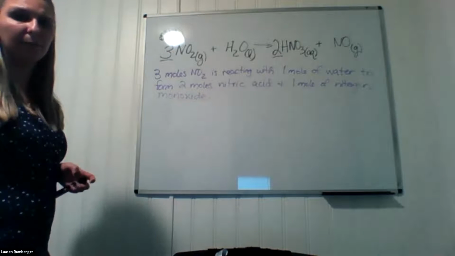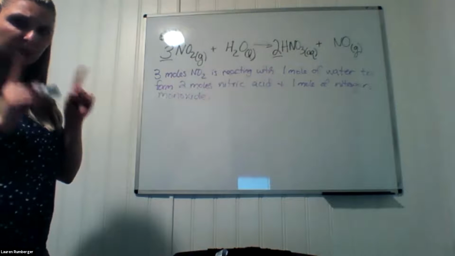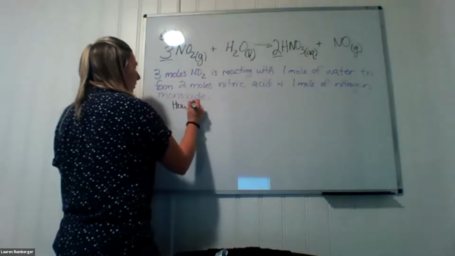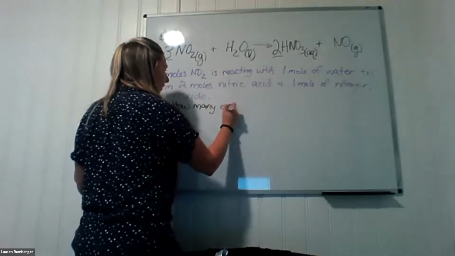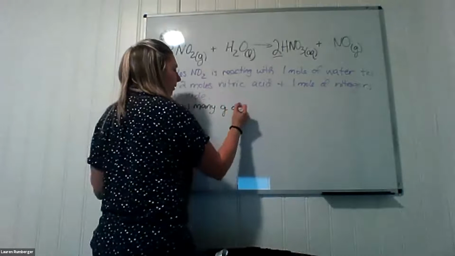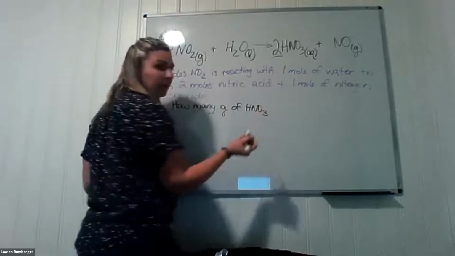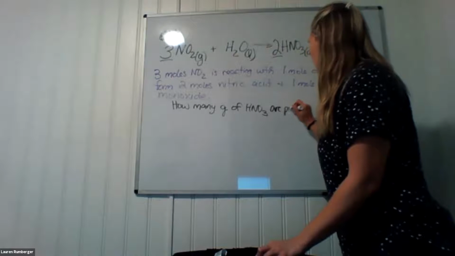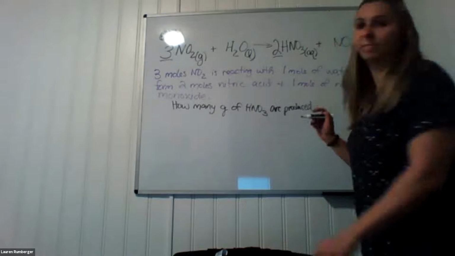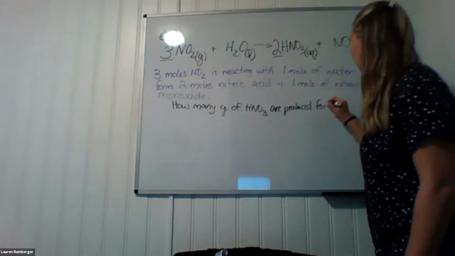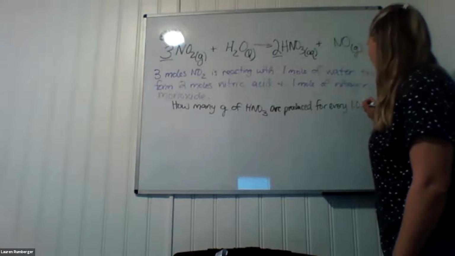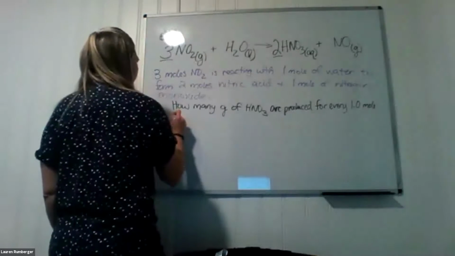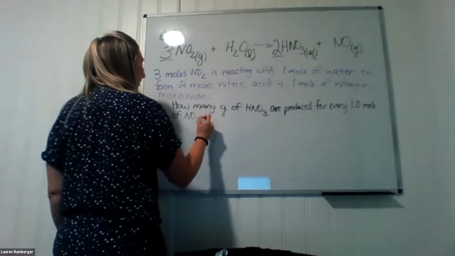Now that we have our balanced chemical equation, let's think about what the original problem said. The question asked us, how many grams of HNO3 are produced for every 1.0 mole of nitrogen dioxide that reacts.